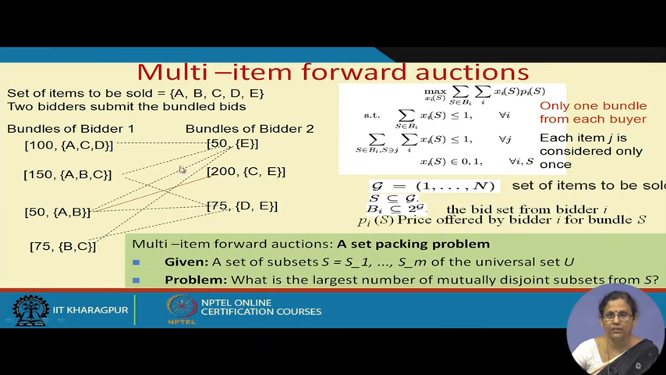In fact, this is your assignment. Find out all the combinations for this particular problem and the values of each combination. For example, if I take the combination A, C, D and E from here, this is a valid combination, because each item is getting sold once and one bid from each. So, the price I am getting is 150.